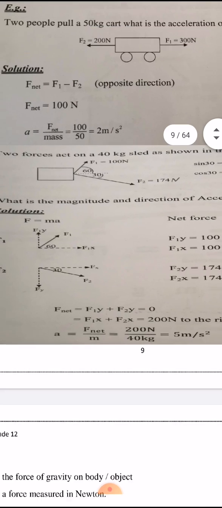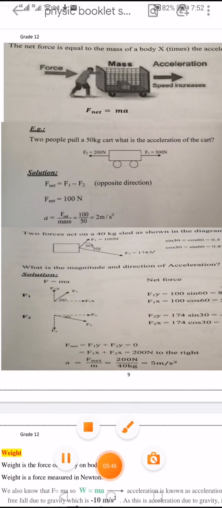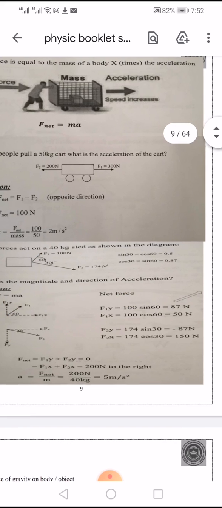Look in the solution. Net force equals mass times the acceleration. We divided F1 into y and x components, and also F2 into y and x components. To get F1y, we multiply 100, which is F1, times sine 60, and F1x equals 100 times cosine 60.